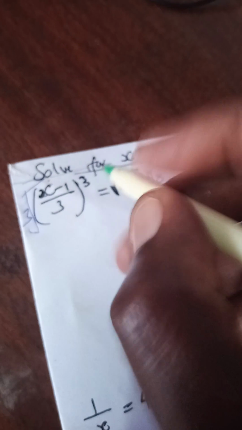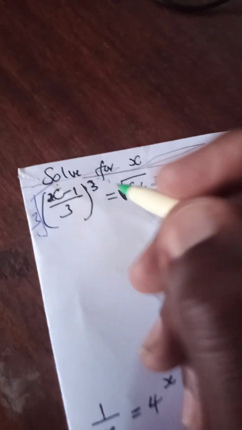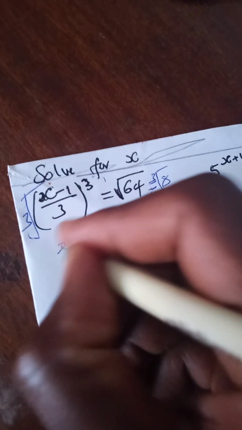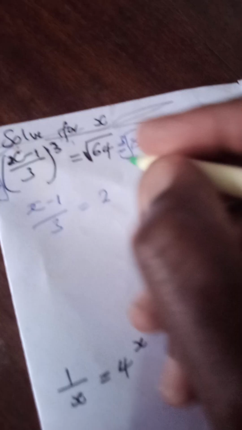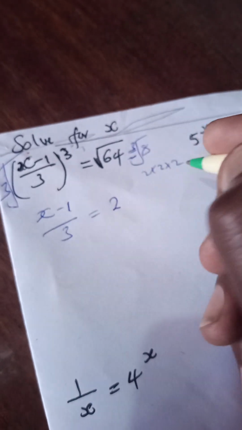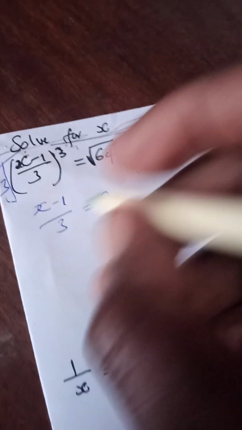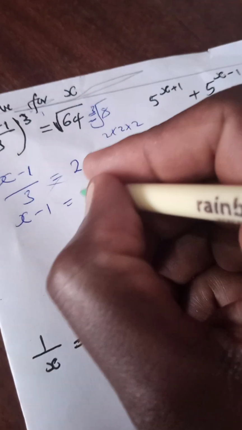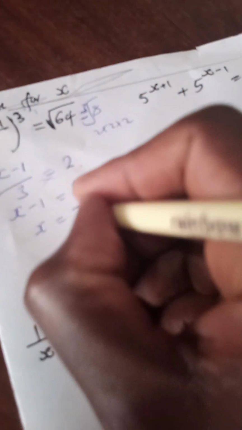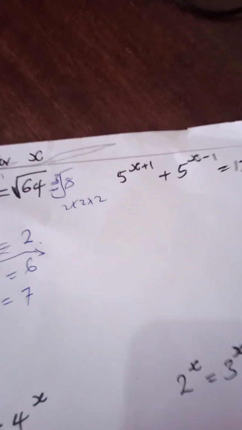If you do the cube root, it is the same as multiplying by 1 over 3. So for this part here, you get x minus 1 over 3. The cube root and cube go, and it is equal to the cube root of 8, which is 2. So 2 times 2 times 2: 2 times 2 is 4, 4 times 2 is 8. So the cube root of 8 is 2. Now x minus 1, cross multiply, is equal to 6. So x is equal to 7. If you take this one on this side, it becomes plus 6 plus 1.